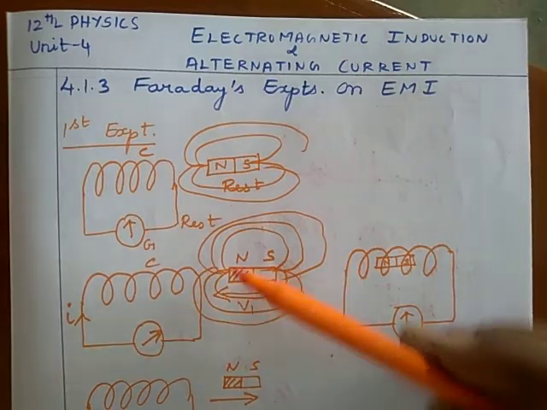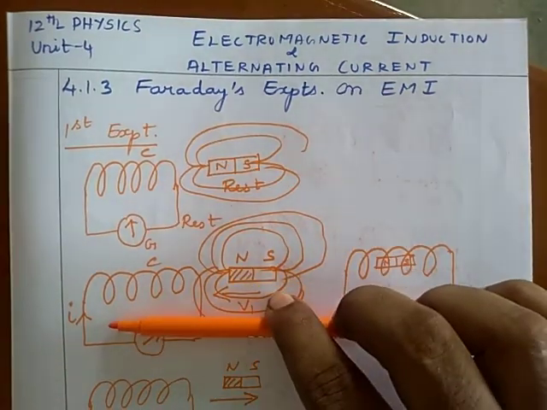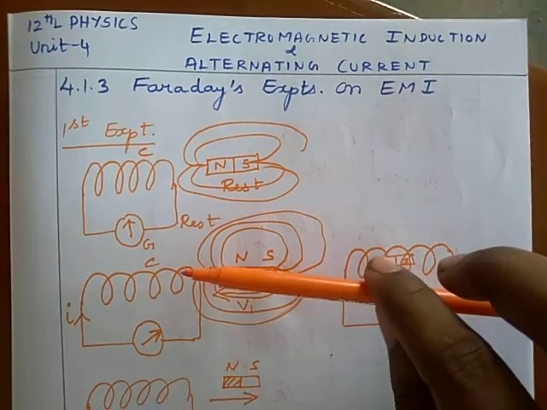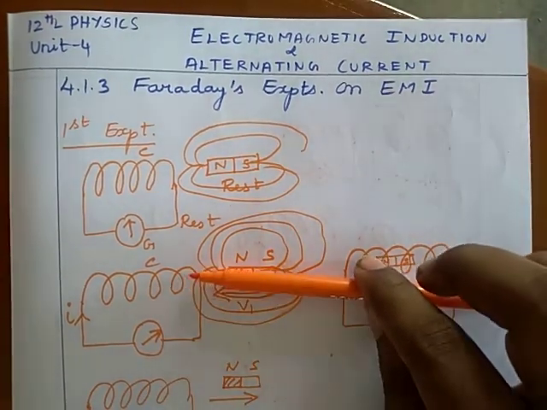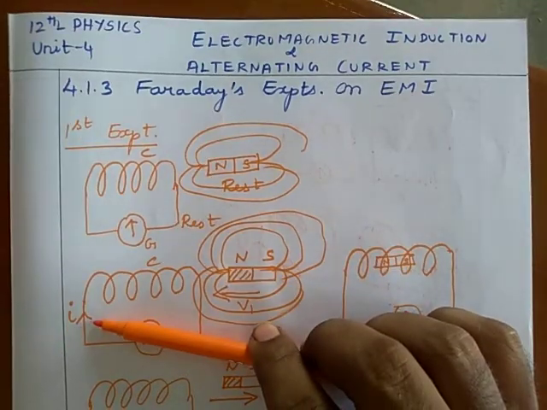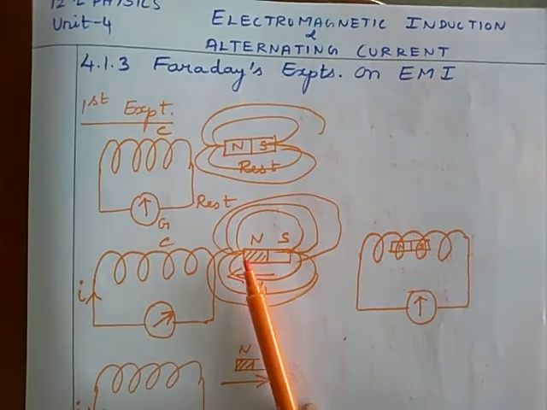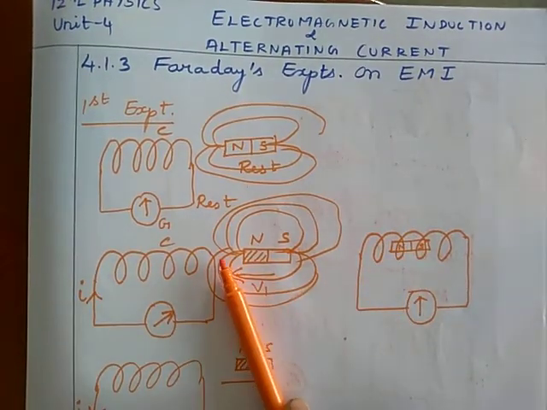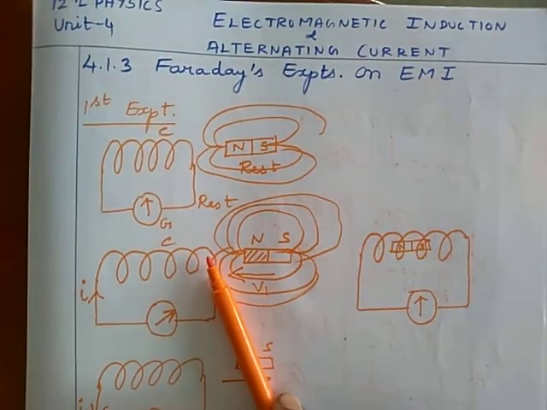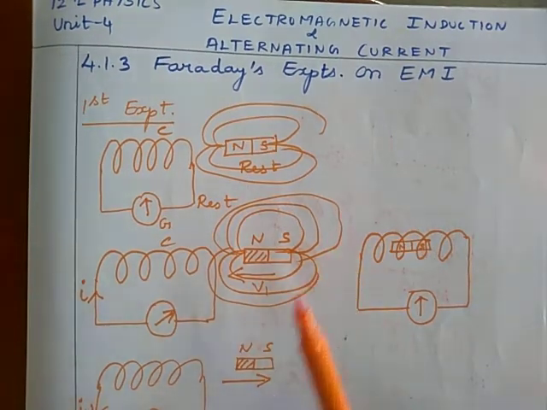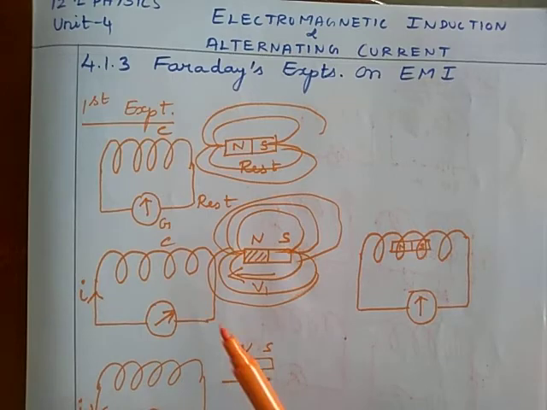Okay, if suppose I move the magnet towards the coil, at that time the flux increases. This increase in flux will be responsible for producing this current. Okay, if suppose I move the magnet away from the coil, in that case the flux lines will be decreasing, that means magnetic flux decreases. At that time also it produces the induced current.